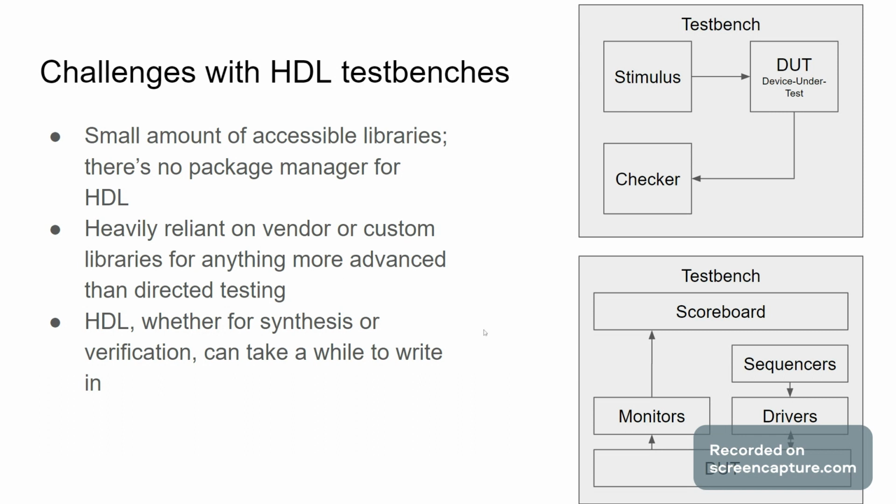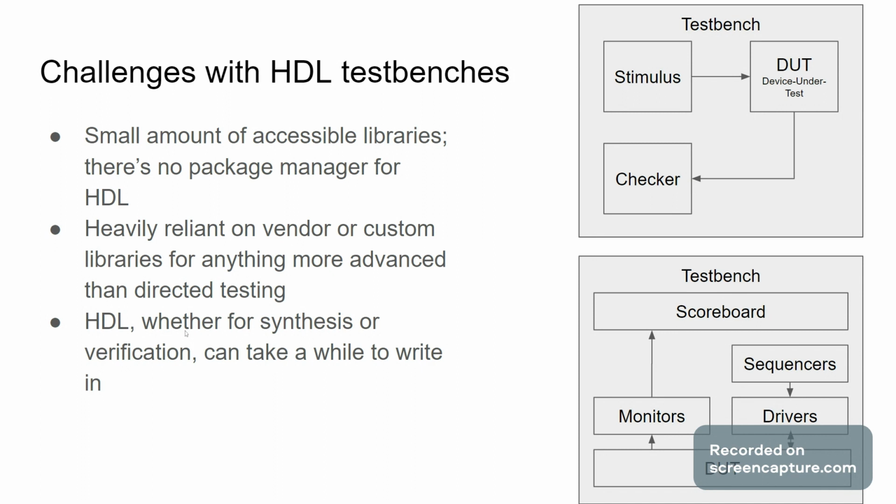HDL, whether for synthesis or verification, can take a while to write in. Just the act of writing in most HDL languages, this is mostly opinionated, but in my experience, and I've been writing in Verilog and VHDL, now mostly just VHDL, for probably as long as I've been writing in Python. In my opinion, writing in Python tends to be a lot quicker for what you can do, at least when you're writing more software code as opposed to HDL.